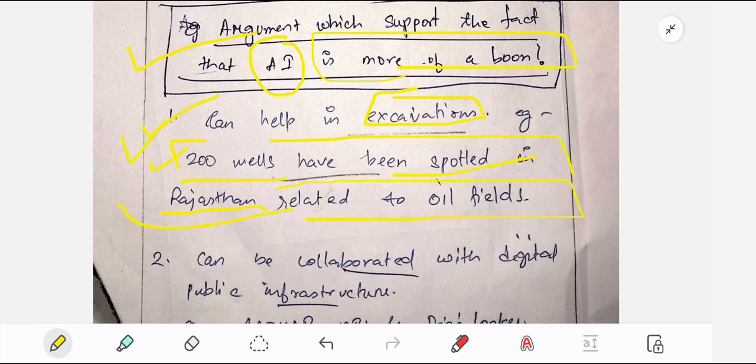Always remember, whenever you are writing a mains answer, always complement your points with some current affairs. Here you have given an example that 200 wells have been spotted in Rajasthan related to oil fields. You have given a good example showing that you know the demand of the question and have seen the depth of the question. Whenever you complement any point with an example, it will really help you gain more marks. That's what I feel.